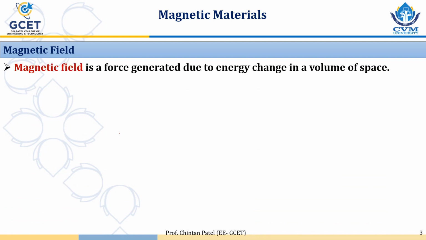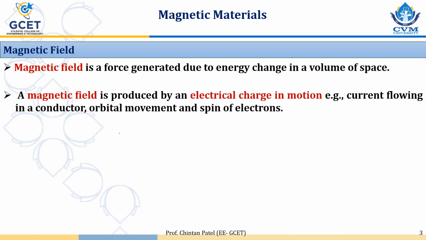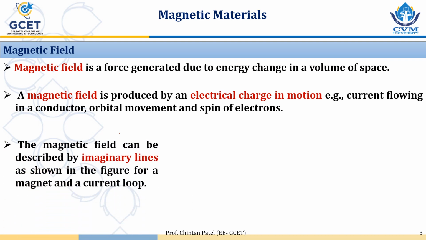And magnetic field is nothing but a force generated because of energy change in a volume of space within the material. This magnetic field is generated or produced by an electrical charge in motion. Electrical charge in motion means electrons in motion. For example, when current flows through a conductor, or the orbital movement and spin movement of electrons around the atom nucleus.